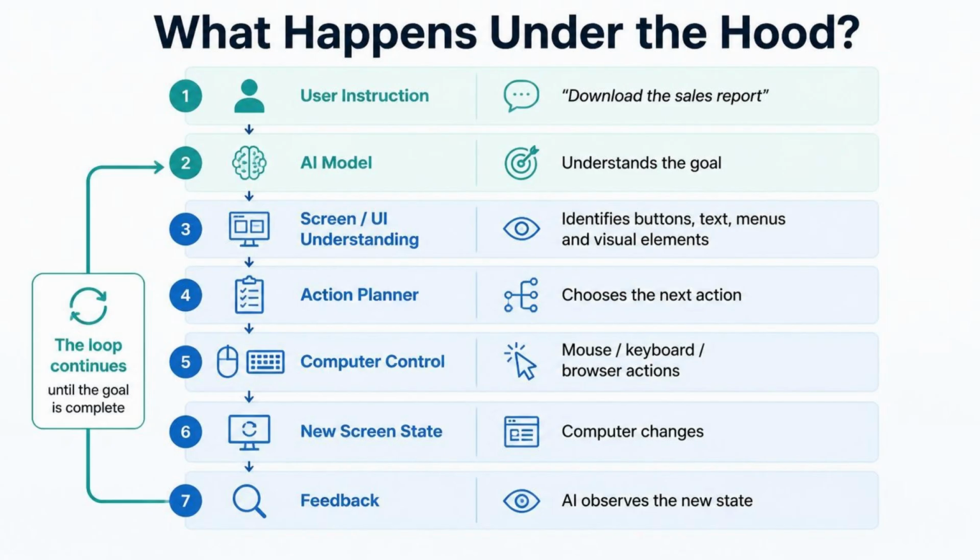After the action, the computer changes. The new state is observed, and that information goes back into the loop. Then the AI decides the next action. So the architecture is not simply input, AI, output. It's closer to goal, observe, reason, act, observe, reason, act.